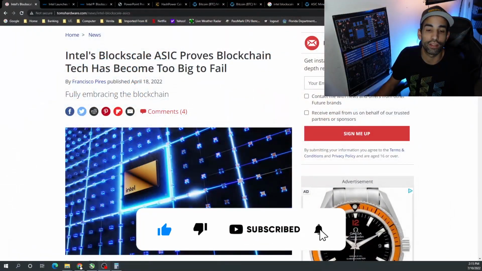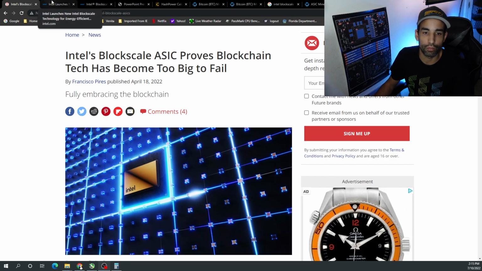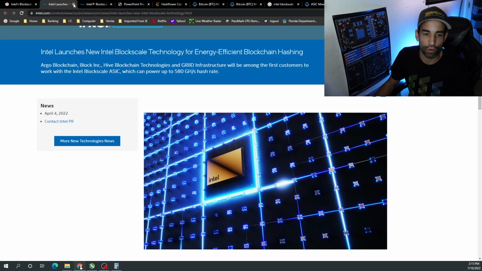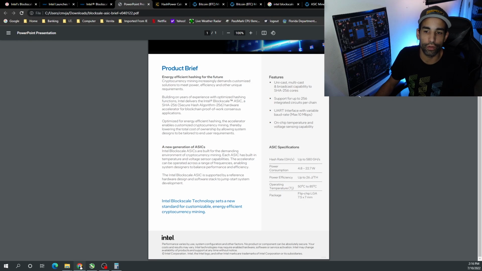We heard about this Blockscale ASIC from Intel months ago, back in April. Tom's Hardware had an article on it. We saw a number of press releases, which I'll have a few of them linked down in the description. And we got presented some data, right? So 580 gigahash per chip, and it could be chained in 256 of them total. Now the wattage is around 22.7, let's say 23 watts.